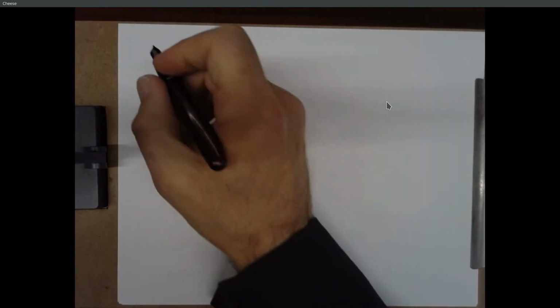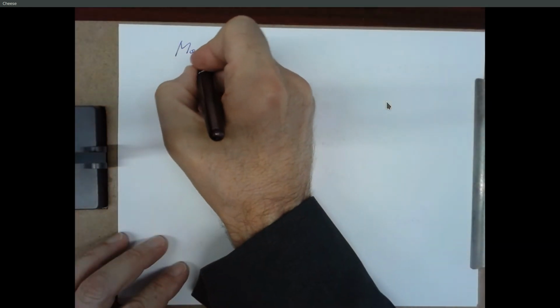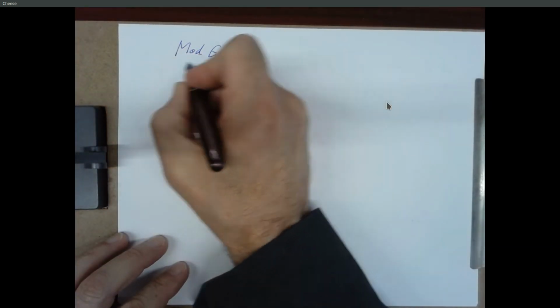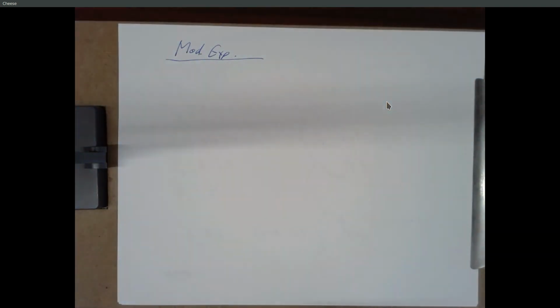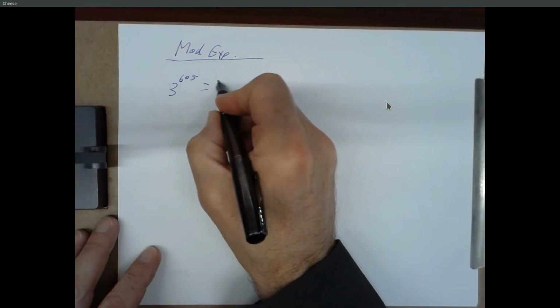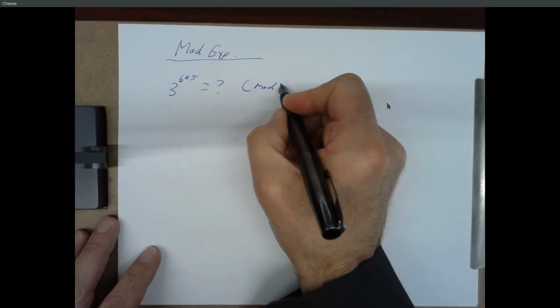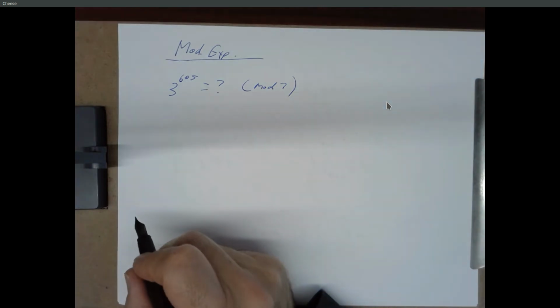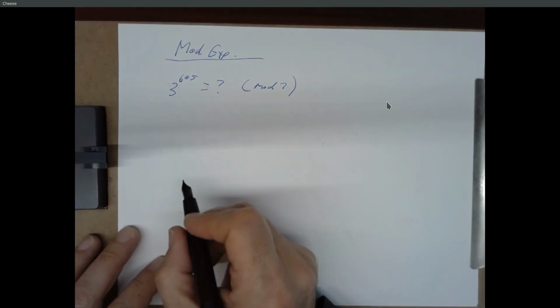A more algorithmic approach is this thing called modular exponentiation. And here we take a systematic approach. So if we wanted to find 3 to the 605 modulo 7, we write down powers of 3 that are themselves powers of 2.